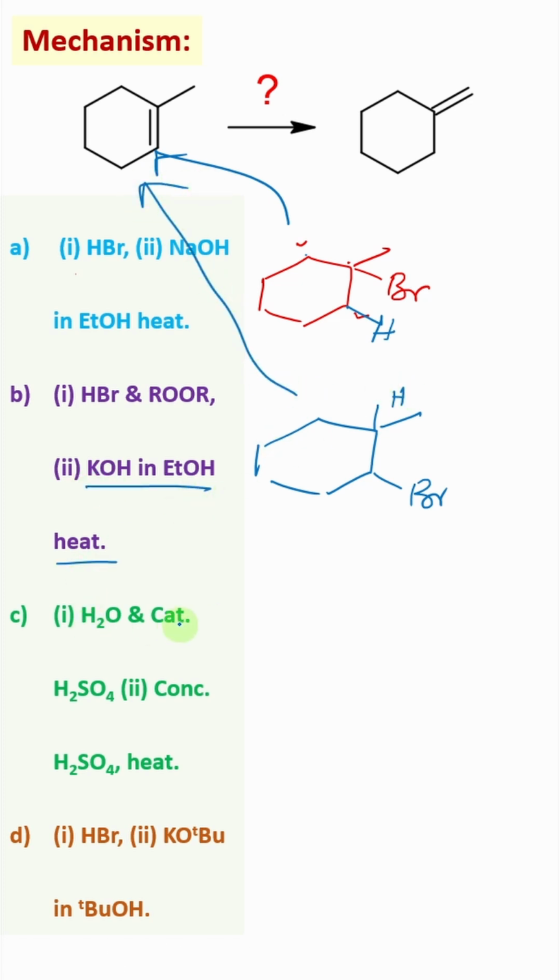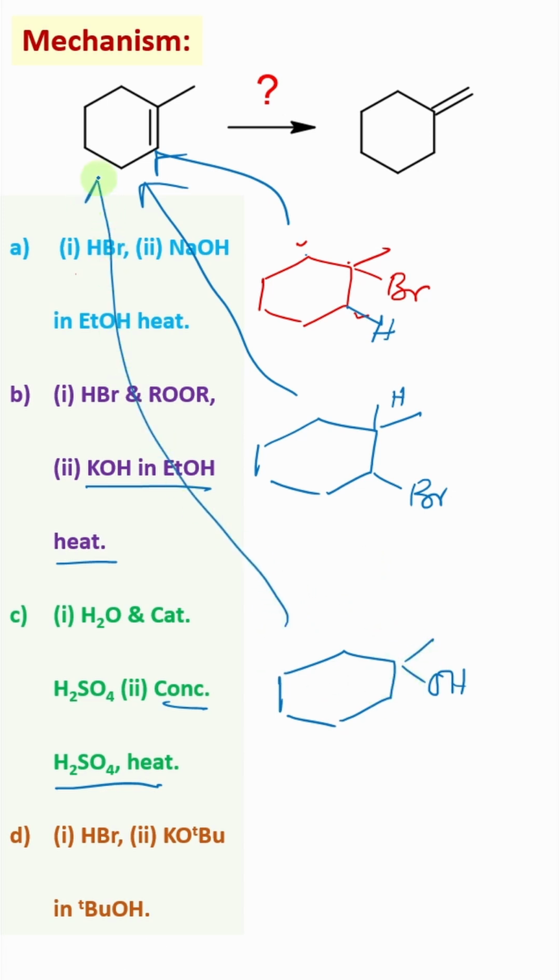Now if you say, sir, water with a catalytic amount of sulfuric acid, it is a hydration reaction that also follows Markovnikov addition, so the OH will be here. Next, concentrated sulfuric acid, heat, elimination reaction. So obviously it will result in the more stable alkene. First it will form a carbocation and then the more stable alkene. So this case also gives the same thing.